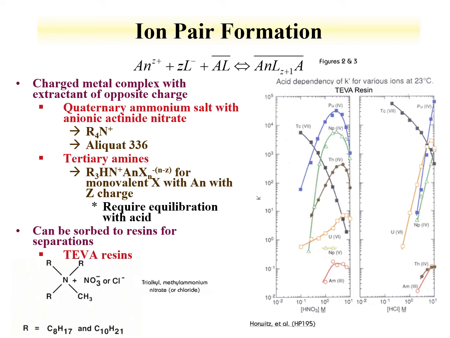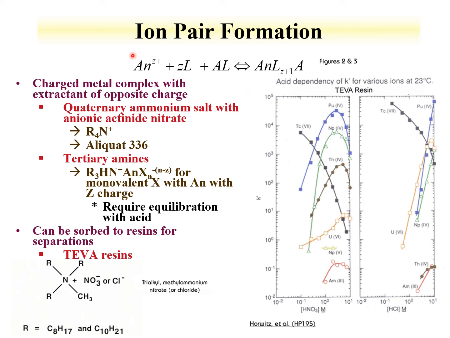Another extraction mechanism, similar to solvation, is ion pair formation. Again, we start with a metal ion in an aqueous phase, a ligand in an aqueous phase, and then a charged ligand with a coordinating anion that forms an actinide ligand coordinating anion species in the organic phase. In this system, the charged metal complex needs to be extracted with an extractant of the opposite charge. So for instance, with a quaternary ammonium salt, positively charged, I need to extract something negative.